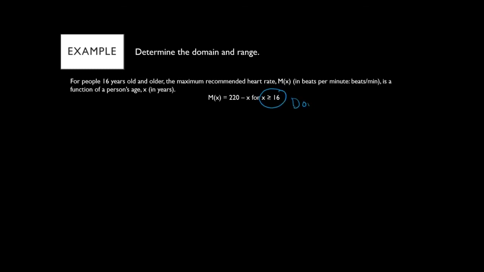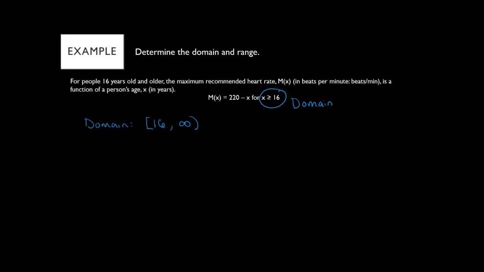This is the domain that they're giving us. So in this case, they're specifically telling us the domain. If they give you an inequality for X, that is the domain. So it's X greater than or equal to 16, and when you translate this to interval notation, that's a bracket at 16 and then to infinity.